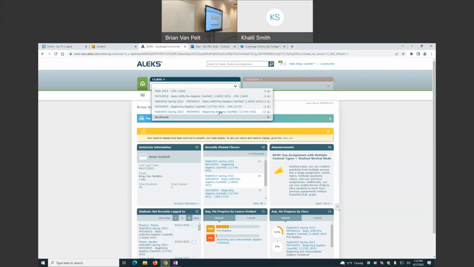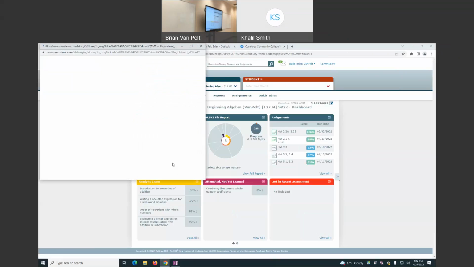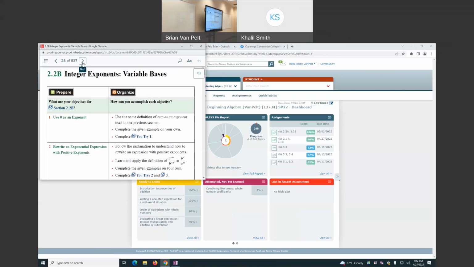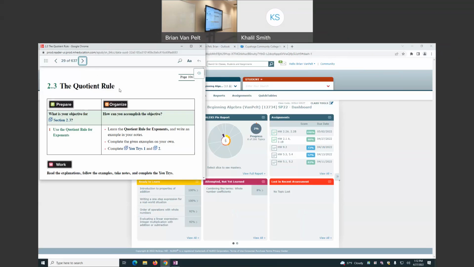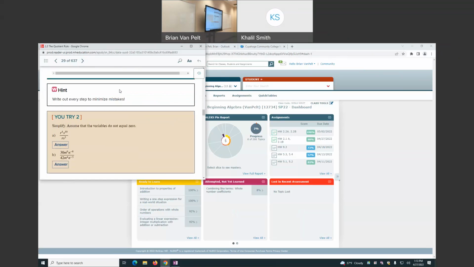Let's go here, because we have a slew of homework. I can't imagine how many problems we're going to do altogether. 2.3, the quotient rule. There really is one rule, but then they exploit it to death.